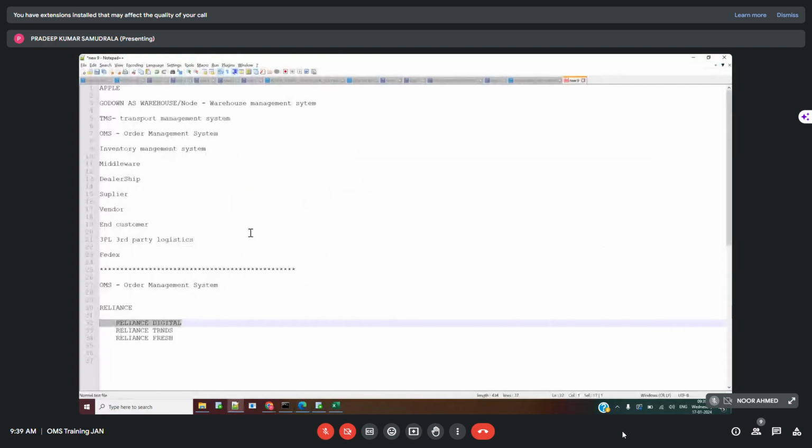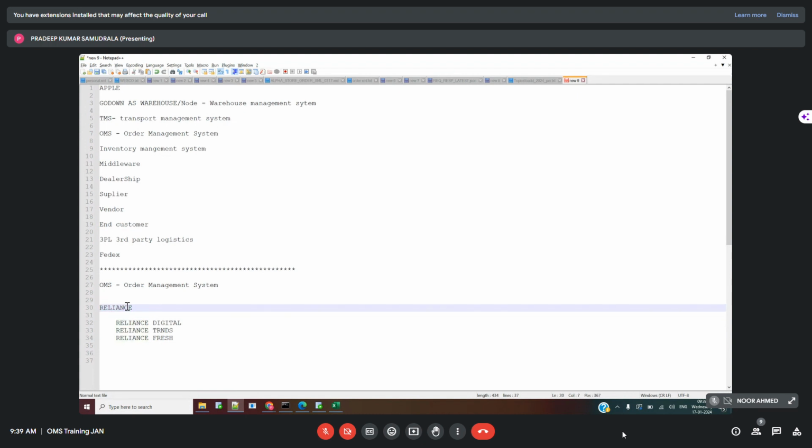So why we need these things in Sterling is, for example, Reliance, in the real world, also uses Sterling OMS. So when you place an order in Ajio, or in Jio, or Reliance Fresh, or any kind of application, that particular order goes through Sterling OMS. So even in the real world, Reliance uses Sterling OMS.